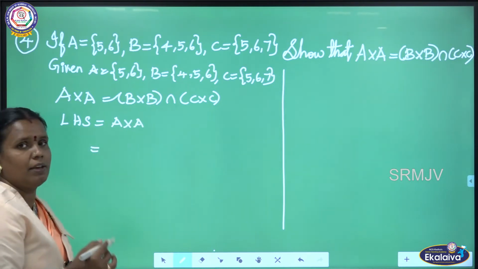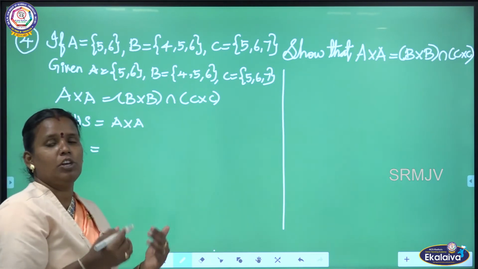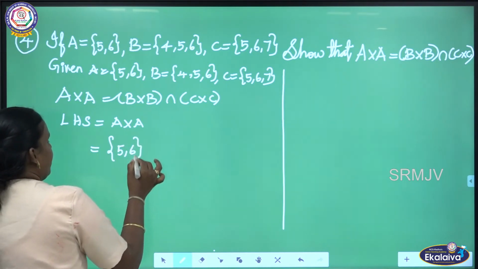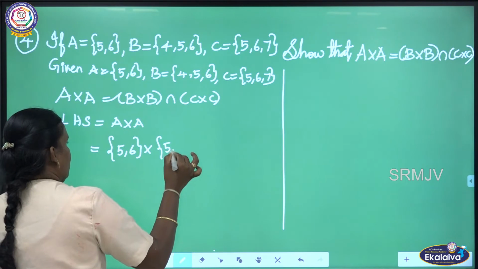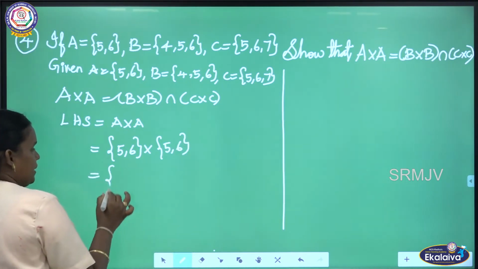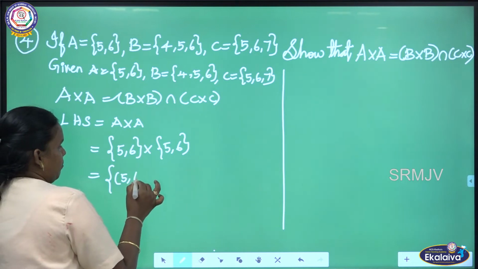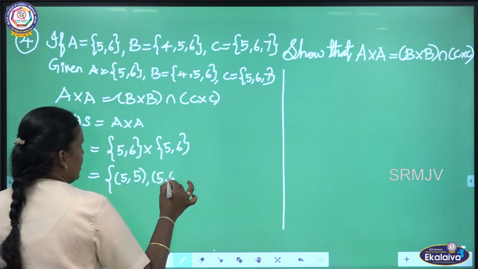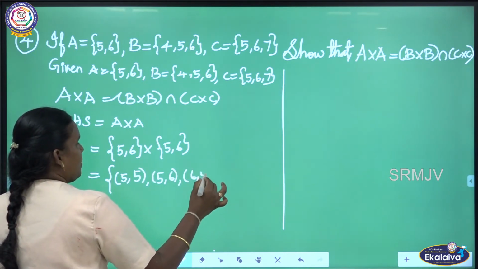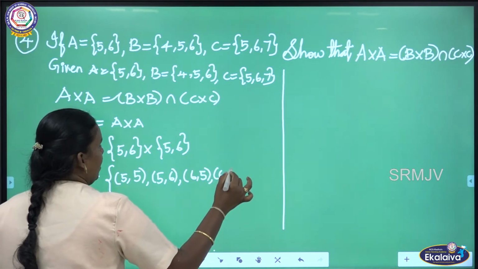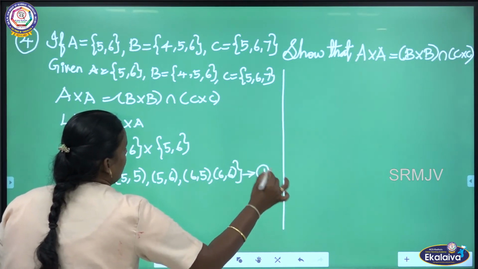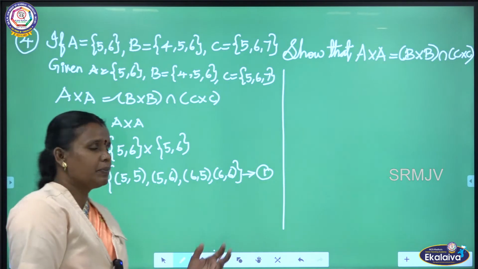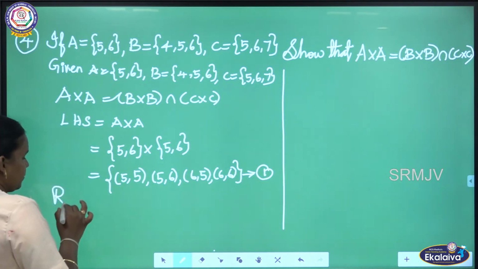What do you mean by A cross A? With the A set, which is 5, 6, we take a cross product with the A set again, giving 5, 5 and 5, 6, then with the second element 6, 5 and 6, 6. Make this equation number 1, because we need to prove. We take the LHS part as the first equation and the RHS part as the second equation. Then I will take the RHS.